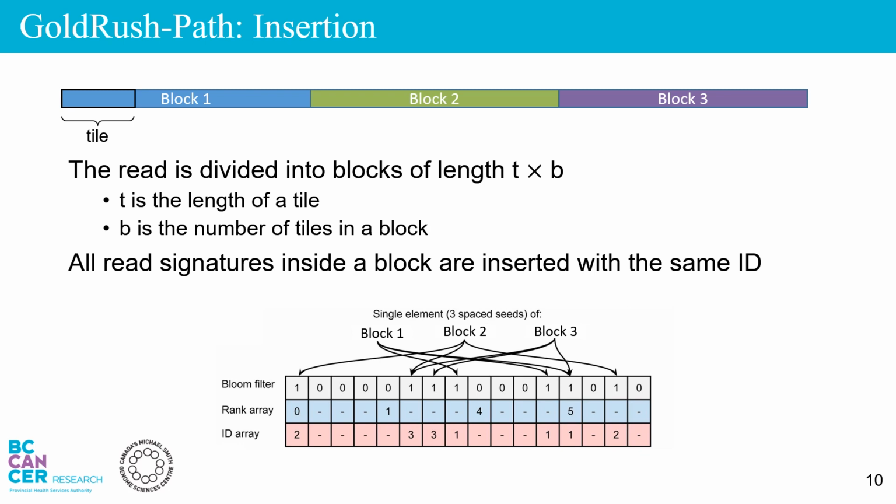To insert a read into the multi-index Bloom filter, the read is first divided into blocks of length t times b, where t is the length of the tile and b is the number of tiles in the block. All read signatures inside the block are inserted with the same ID. Here is an example of a read signature from block 1 being inserted into the Bloom filter of the multi-index Bloom filter and associated with an ID of 1. All subsequent blocks will have their associated ID incremented by 1.